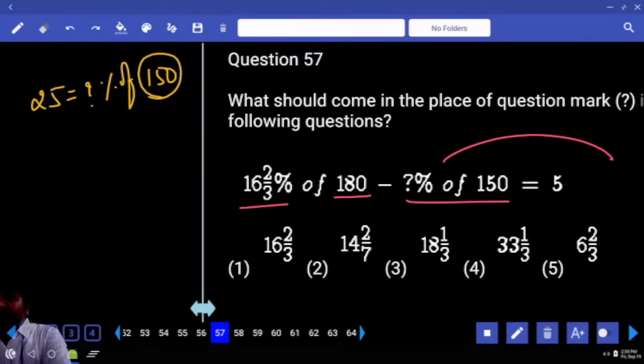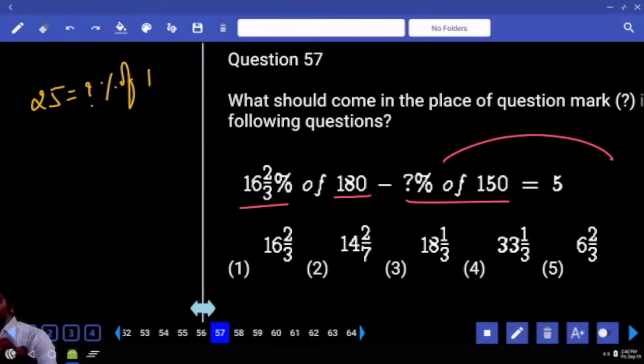What is 1/5 of 150? 30. But how much you are supposed to get? 1/6 of 150. That is what 25 we got, right? So in place of this number, how much fractional part should be there? 1/6. 1/6 in terms of percentage? 16, 2 by 3 percentage.